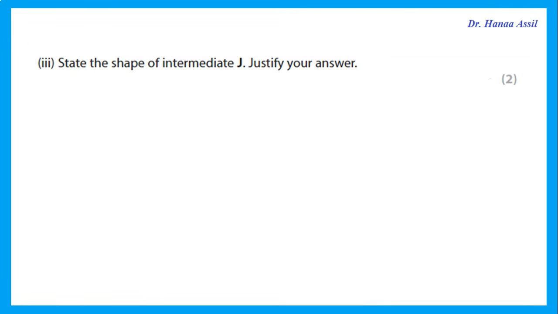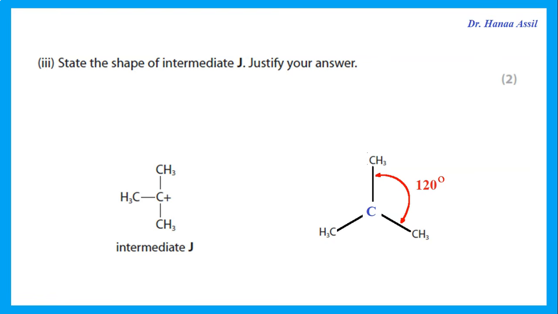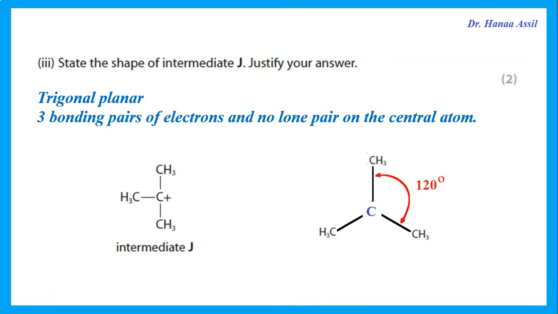State the shape of the intermediate J and justify your answer. What is J? This was J. This is a carbon with 3 bonds and no lone pair of electrons on the central carbon, and that means we need a trigonal planar structure. We have 3 bonding pairs of electrons, no lone pair on the central atom, so it has to be like this for minimum repulsion between the bonding pairs of electrons.